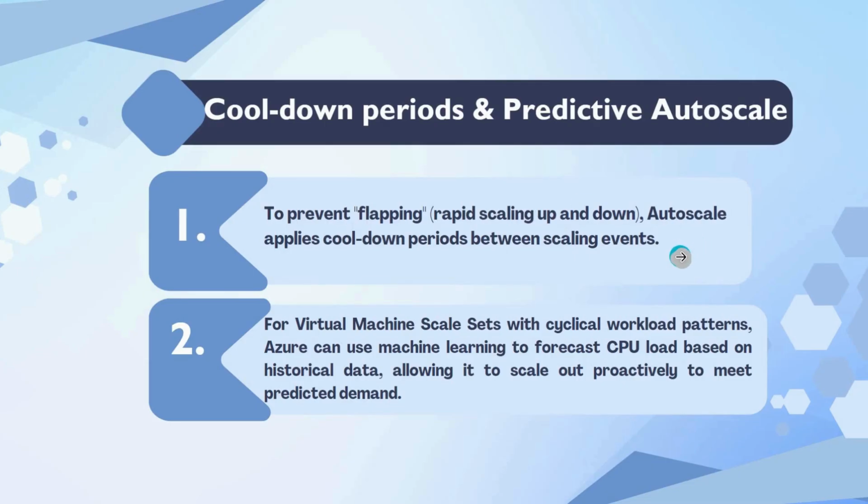Then there is predictive autoscale for virtual machine scale sets with cyclical workload patterns. Azure can use machine learning to forecast CPU workload based on historical data, allowing it to scale out proactively to meet predicted demand.